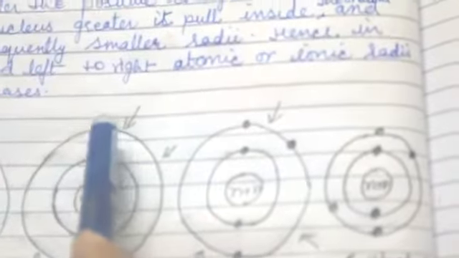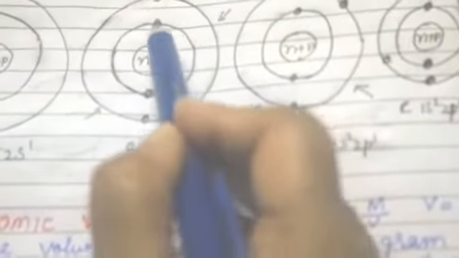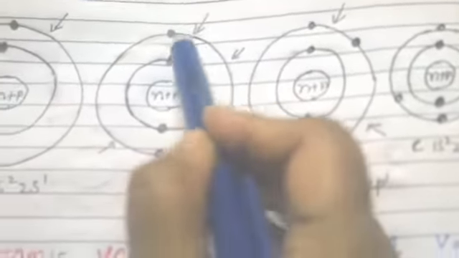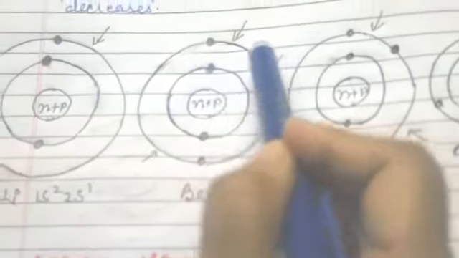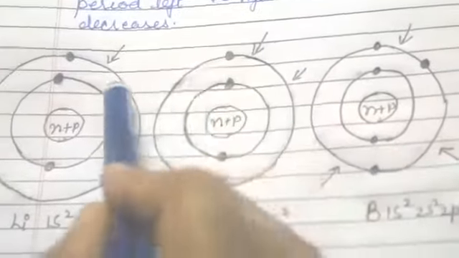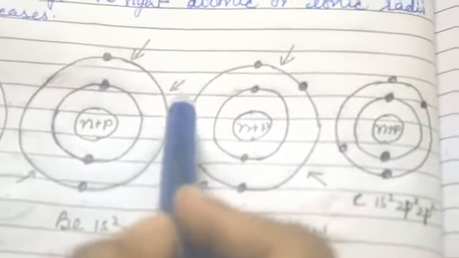So continuously electrons increase in the outermost shell. The number of electrons is equal to the number of protons, as I have said earlier. So the nuclear charge increases and it pulls the outermost shell to itself. So the size decreases. The orbital is pulled towards the nucleus, so its size decreases, so the atomic radii or ionic radii decrease.